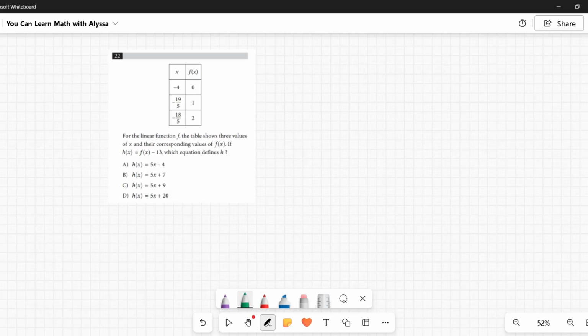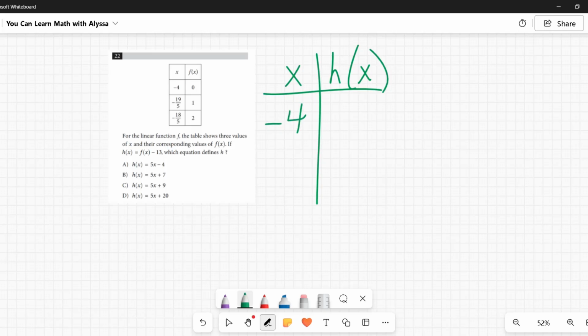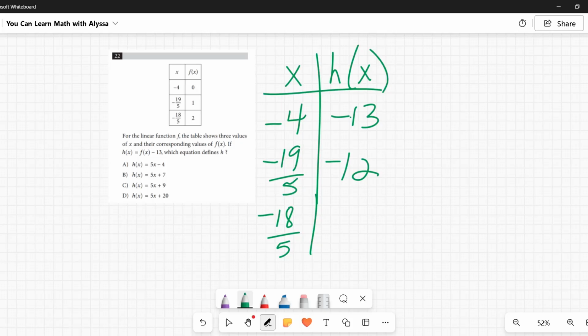Okay, so what if we did it the other way I said, which is where we change the table? Well, for that, we want to say x and h of x. And I know that my x values are -4, -19 fifths, and -18 fifths. And it says that h of x is equal to f of x minus 13. So I just need to take all these values and subtract 13 from each one. 0 minus 13 is -13, 1 minus 13 is -12, and 2 minus 13 is -11.